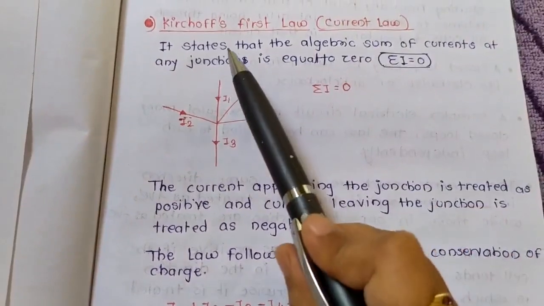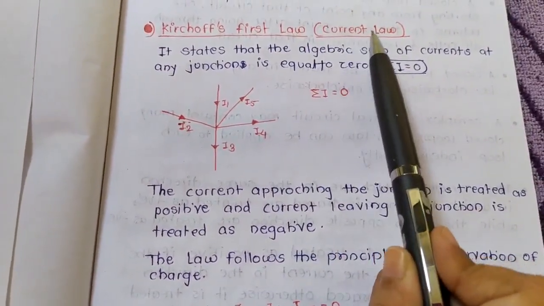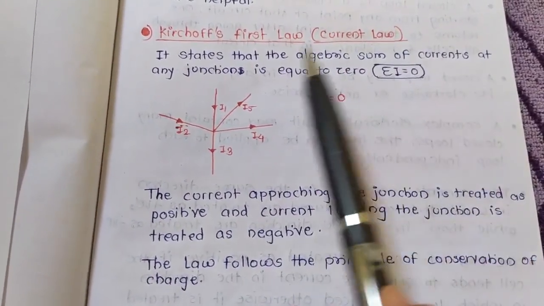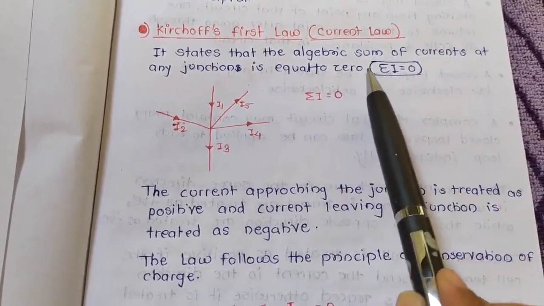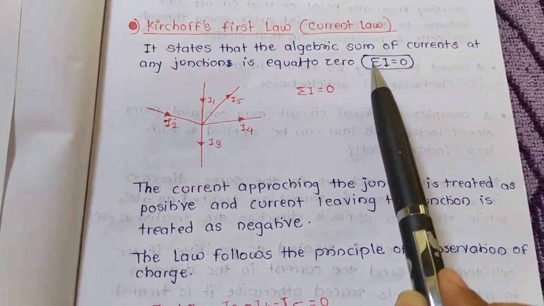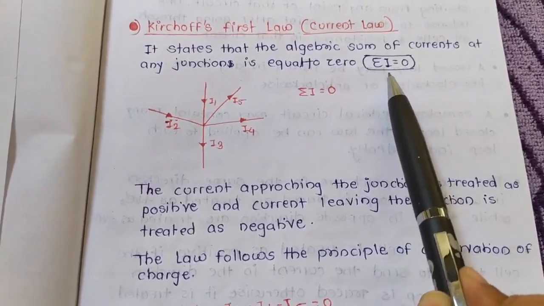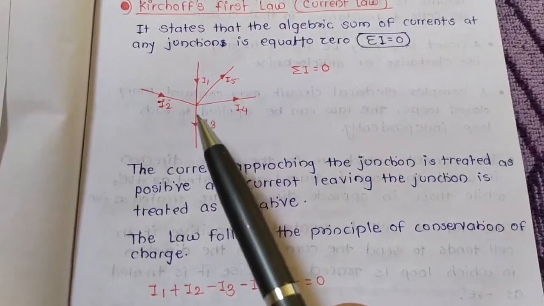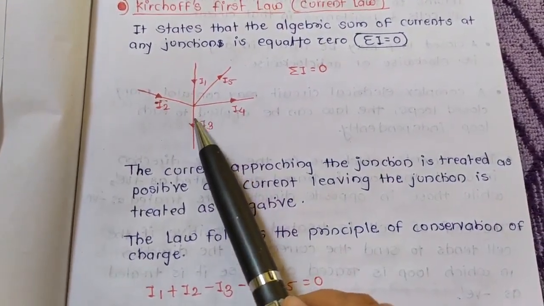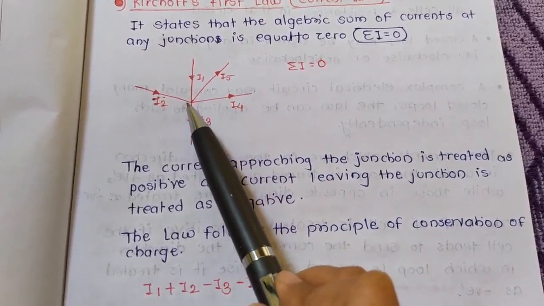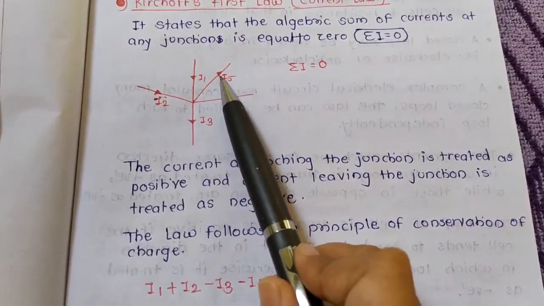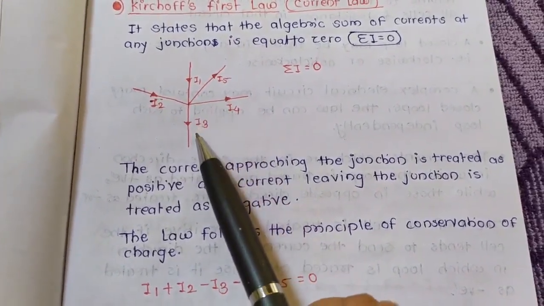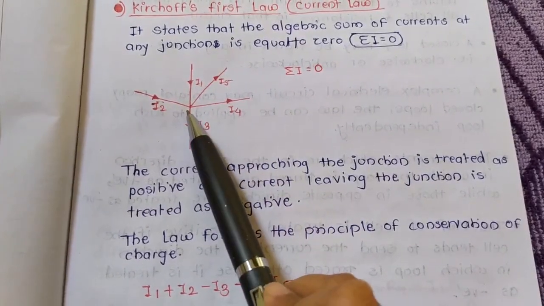Now, Kirchhoff's first law is the current law. It states that the algebraic sum of currents at any junction is equal to 0. In other words, the summation of I at the junction is equal to 0. See the diagram. Current towards the junction, current away from the junction, then away from the junction, away from the junction, and towards the junction.